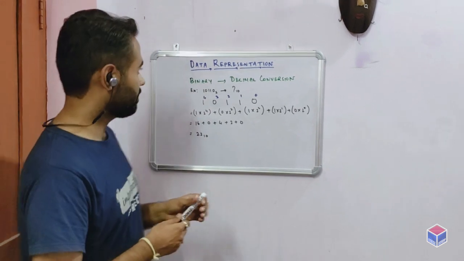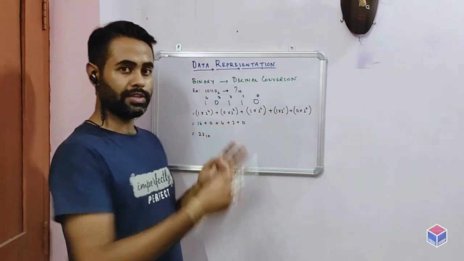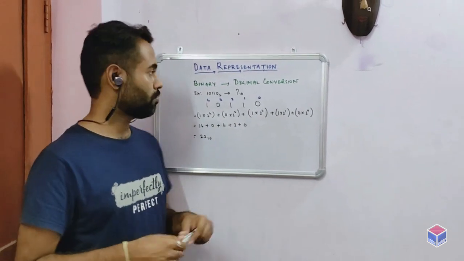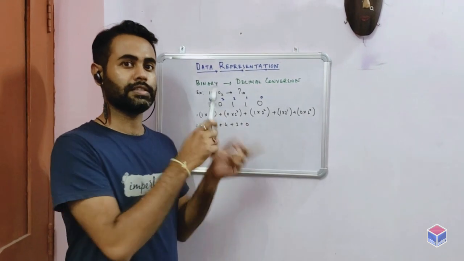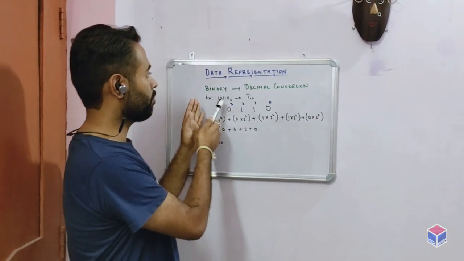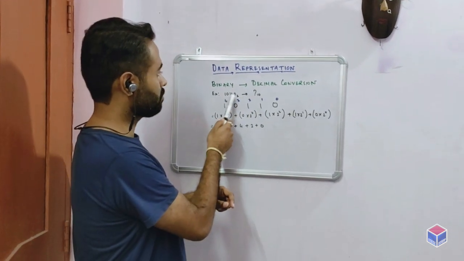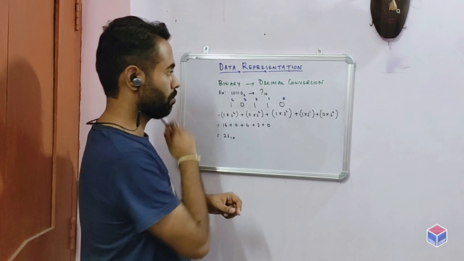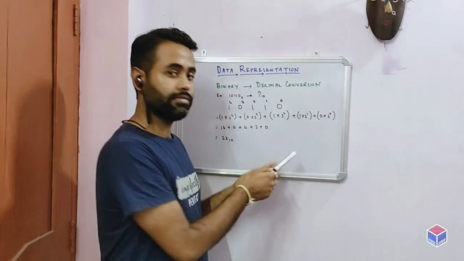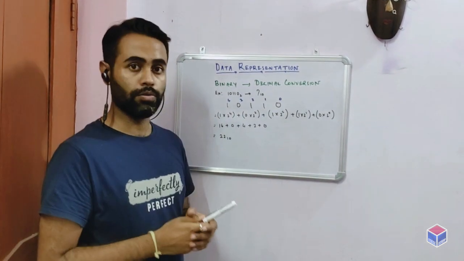Okay, so the next conversion is binary to decimal. The first conversion we have done was decimal to binary. Now this is the vice versa one. That means we are converting from a base 2 value to base 10. So I've taken an example of a base 2 value, that is 10110, and this number will be converted to a decimal value. Now how to do that?